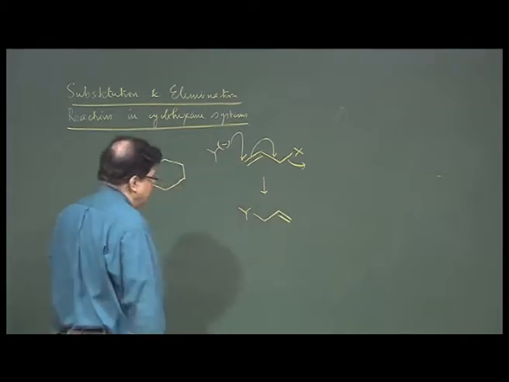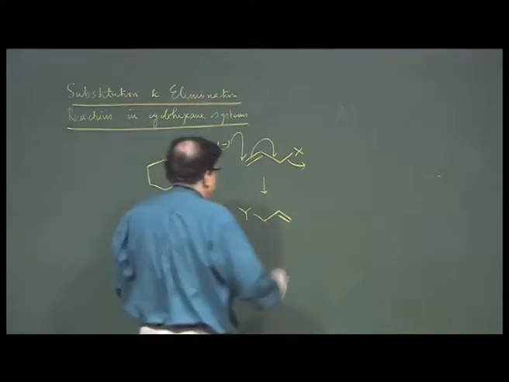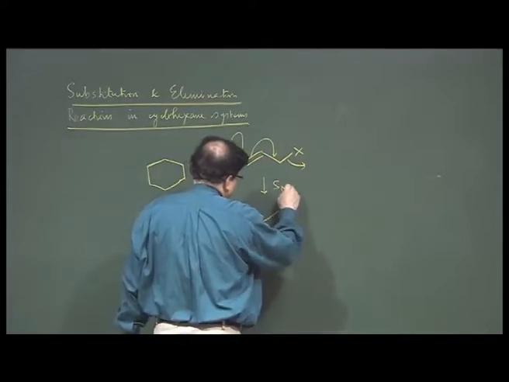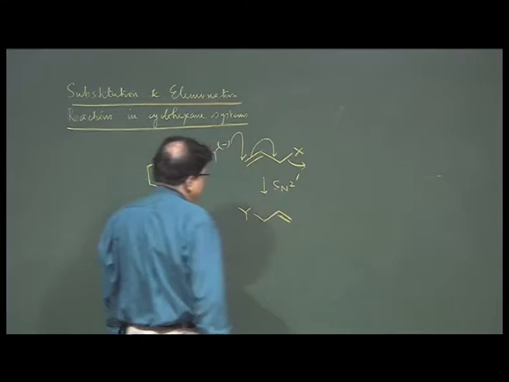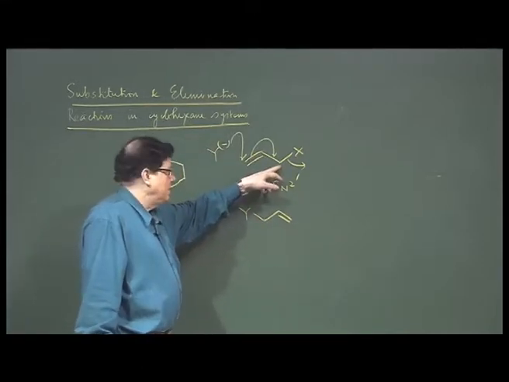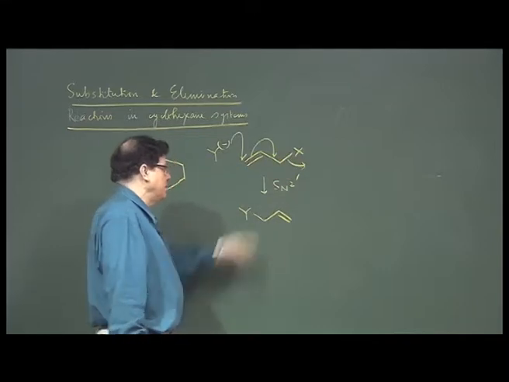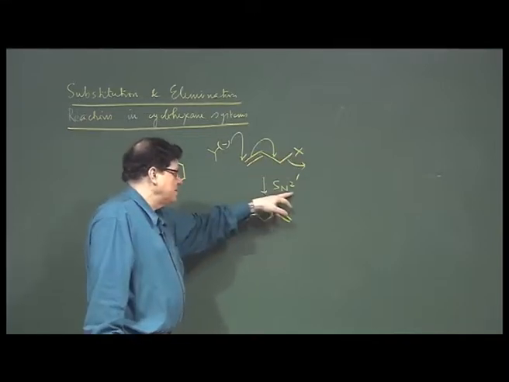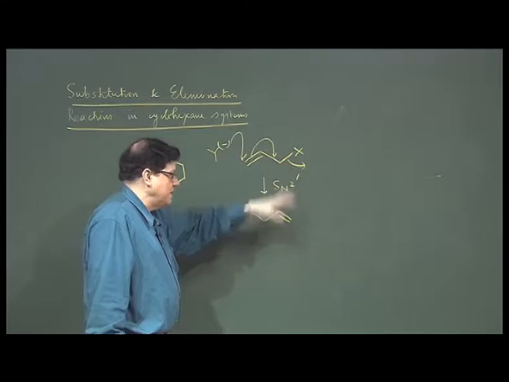Okay. This is called SN2 prime. That means SN2, but it is not attacking the same carbon which contains the leaving group, it attacks another carbon. So, that is why this is SN2 prime, not direct SN2.